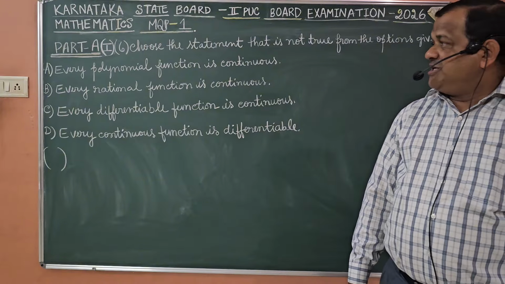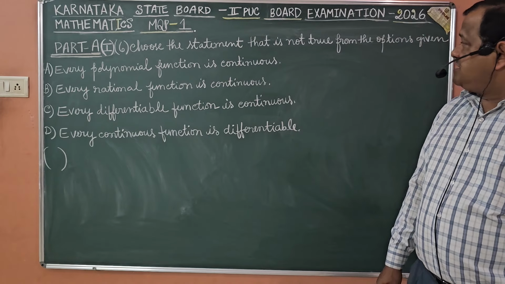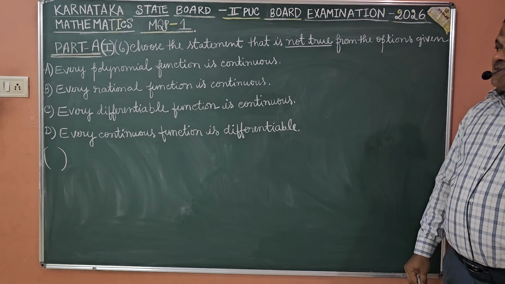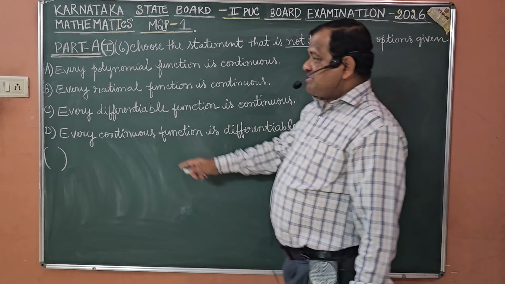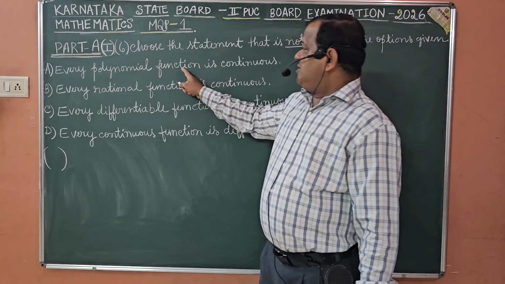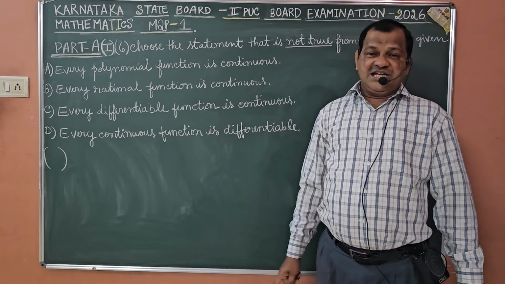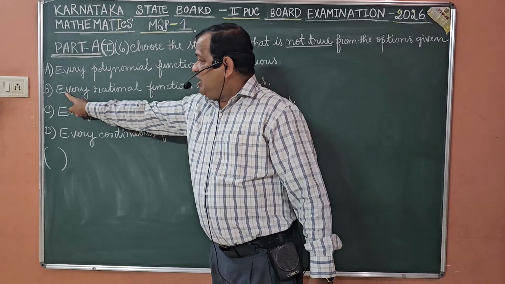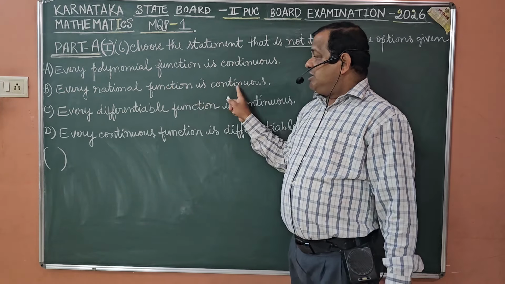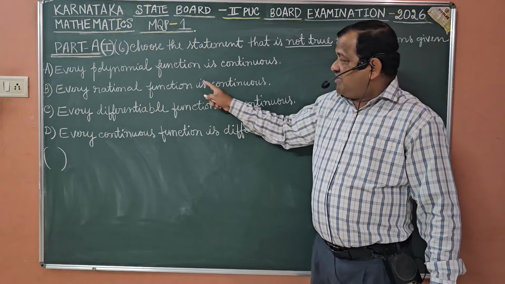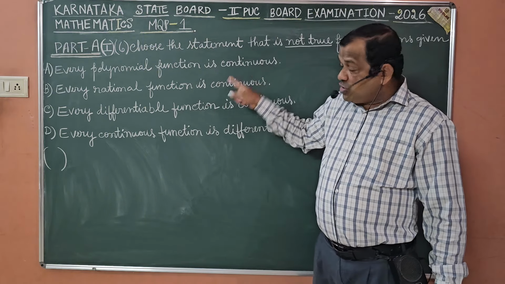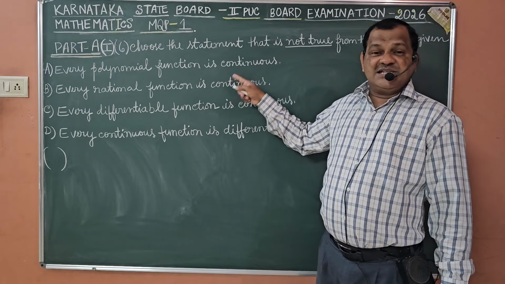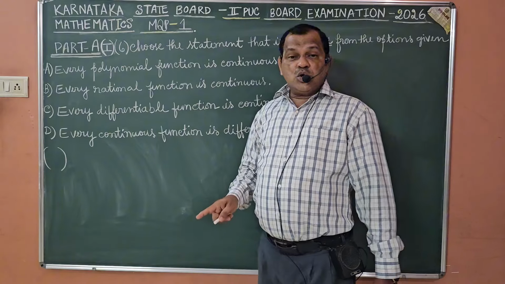Here is the sixth MCQ. Choose the statement that is not true, meaning is false, from the options given below. First option A, every polynomial function is continuous. It is a true statement. Nothing wrong. Second option B, every rational function is continuous. Every rational function is continuous at all those points where the denominator is not equal to 0. Let us assume like that. Therefore, it is a true statement.